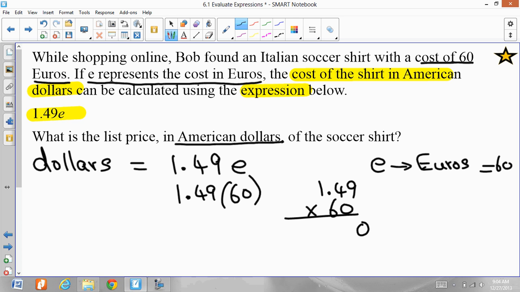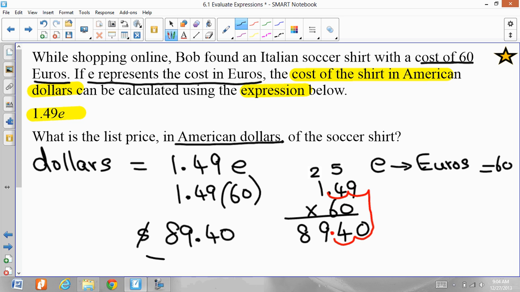You're going to put the 0 in the end, and 9 times 6 is 54. So finish your multiplication in this case, and you're going to get 9, 8 with the carryover 2. Now the last place in this case is you move the decimal point once, twice, bring it back in once, twice. So the cost is going to be 89.40. So what this really represents is, if Bob were to spend 60 euros, that would be $89.40 in US dollars.